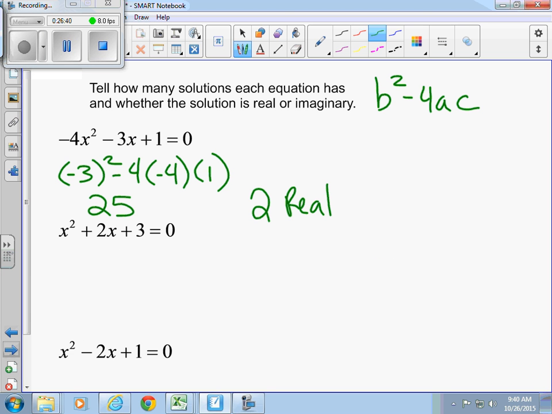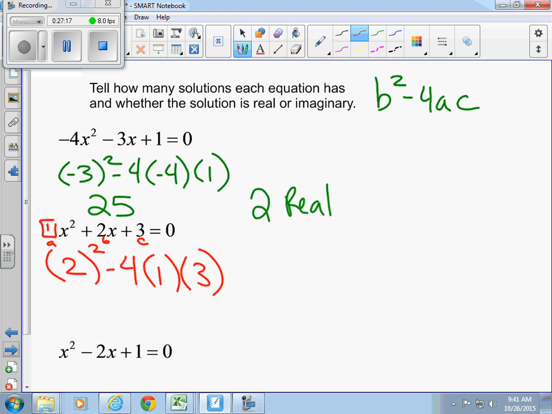Okay, let's look at the next one. What am I going to do? Two squared minus 4 times 1 times 3. Does everyone see where I'm getting that? The b squared minus 4ac. Remember the number beside the x is a, b, and c. Four minus 12 is negative 8, right? What's that mean? Negative under a radical. Two imaginary solutions.